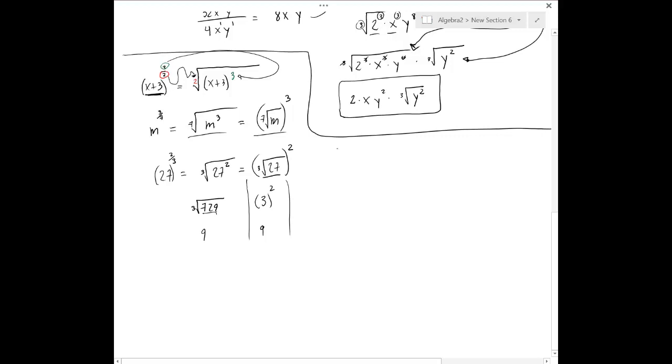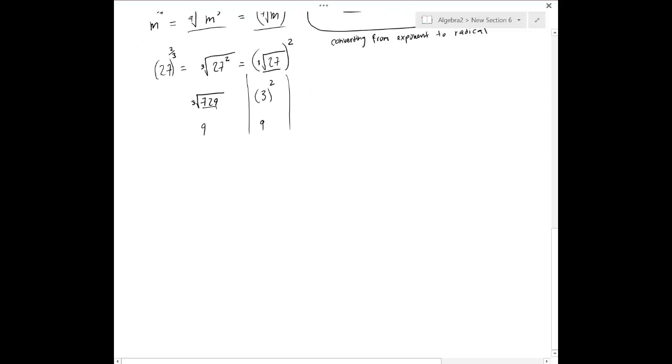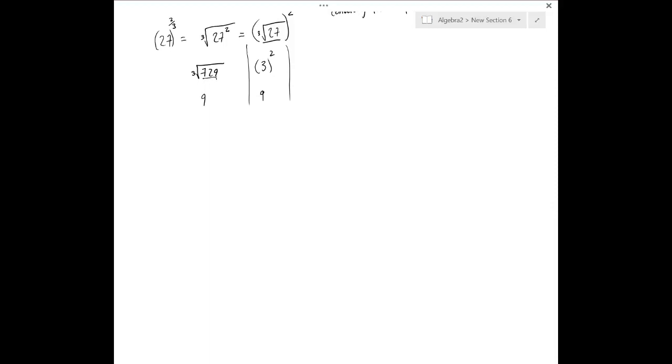So anyways, this is called converting from exponent form to radical form. And then, as you guessed it, we're going to do the reverse. We're going to convert from radical form to exponent form.